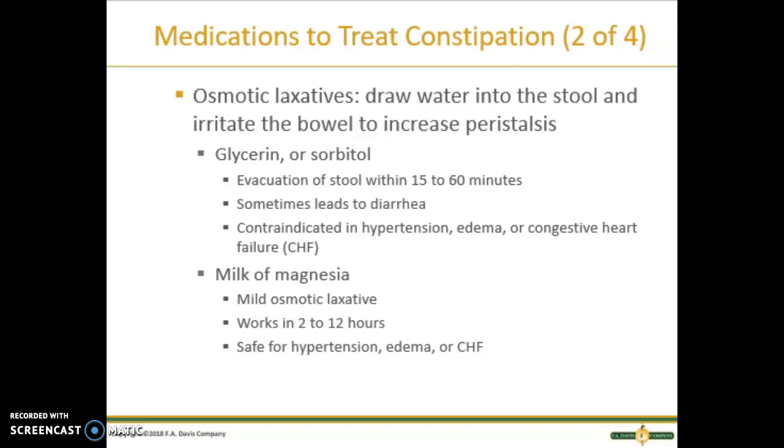Also, it's important to note that glycerin or sorbitol are contraindicated due to the stress on the cardiovascular system. So if a patient has hypertension or edema or congestive heart failure, it contraindicates. Milk of magnesia is a mild osmotic laxative and it works in 2 to 12 hours. It is safe for hypertension, edema, and congestive heart failure. So instead of glycerin or sorbitol, milk of magnesia might be an option that the doctor might look at.